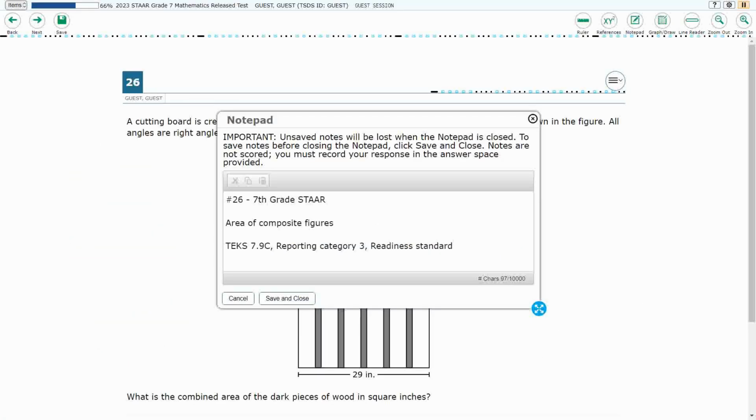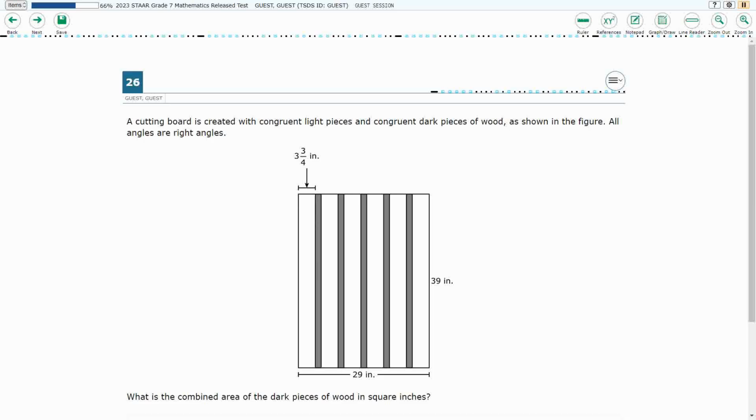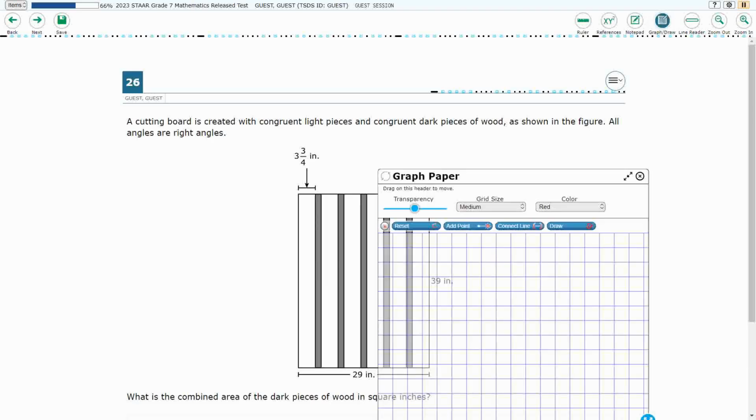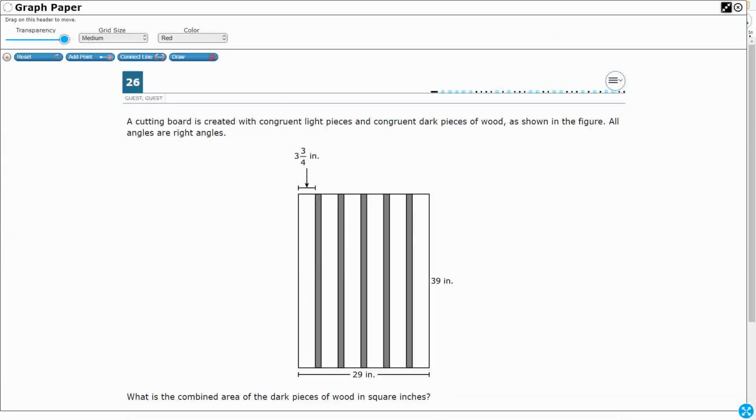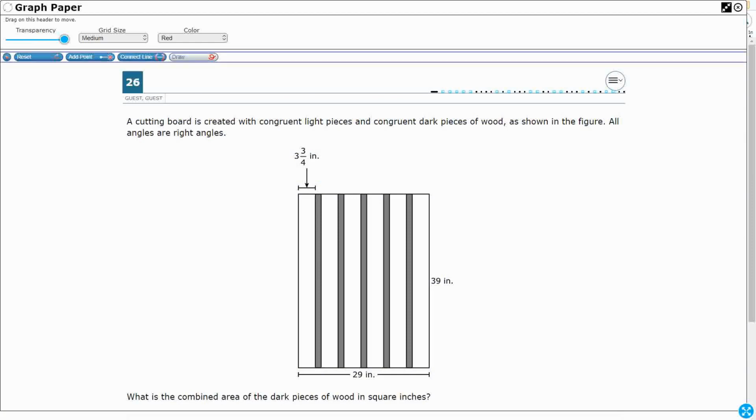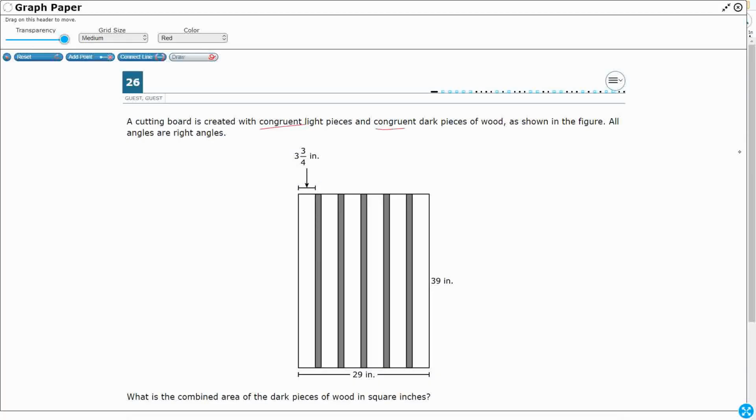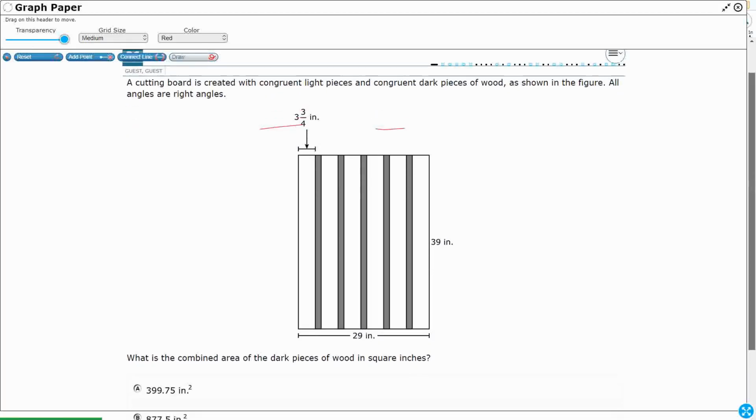For number 26, we are looking at the area of composite figures. This is a readiness standard, TEKS 7.9C, in reporting category 3. So we have a cutting board here. Looks like someone made it in shop class. We have light pieces and dark pieces. And one thing that is going to be important, they call it out very subtly here, but they're not going to give you many dimensions. But the light pieces are congruent, the dark pieces are congruent, so we don't have to worry about that.